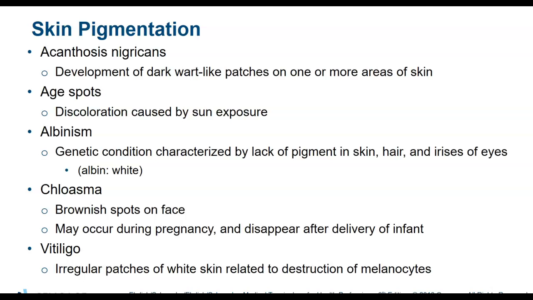We see this a lot in patients who either live in very sunny areas or worked out in the sun during the day, and we worry a little bit about those because we do worry about things like that developing into skin cancer. Albinism is actually a genetic condition that is a lack of pigment in the hair, skin, and irises of the eye. So an albino person, you'll see that they have no pigment in their eyes, their hair would be white, and their skin would be very, very light, very fair.